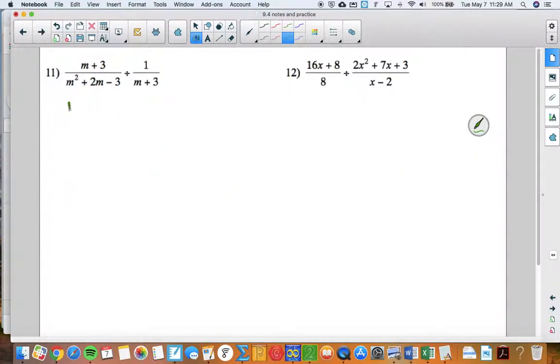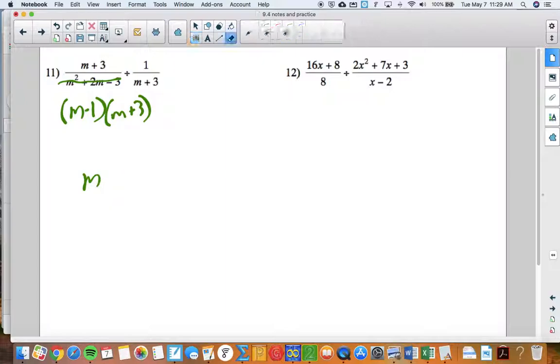This one's not factored yet. That'd be m minus 1 times m plus 3. That's in place of that. So now let's keep the first fraction as it is. Let me change colors from what I had just factored. So my first fraction is m plus 3. Is that any better? Divided by m minus 1 times m plus 3.